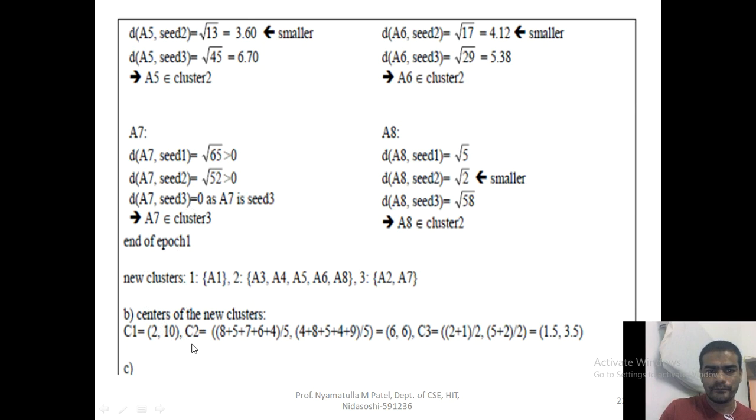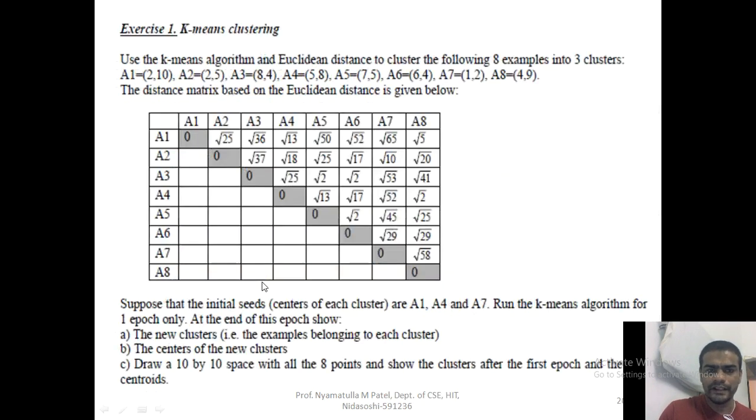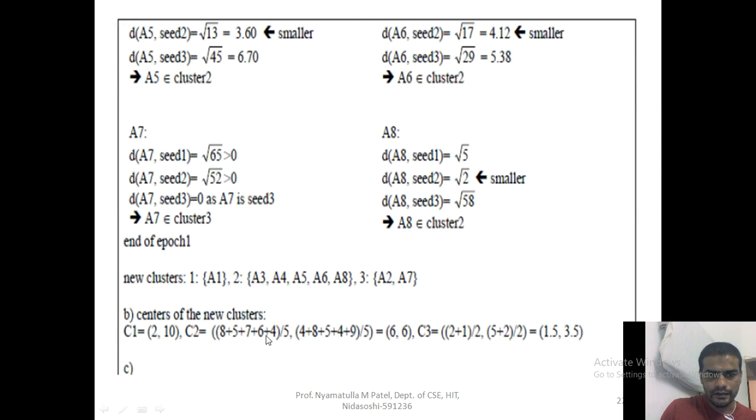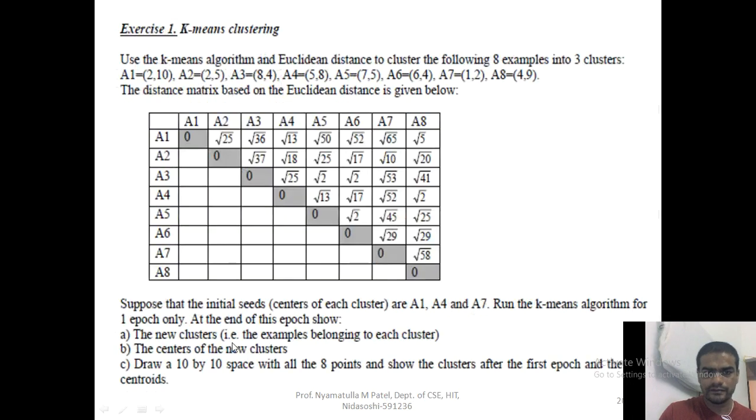Then C2. What is the value of A3? A3 is 8, 4. What is the value of A4? A4 is 5, 8. So this is A part and this is B part. So how many values are there? 1, 2, 3, 4 and 5.